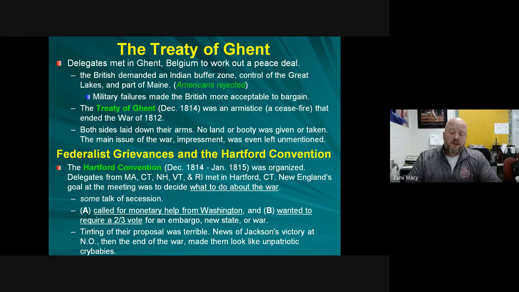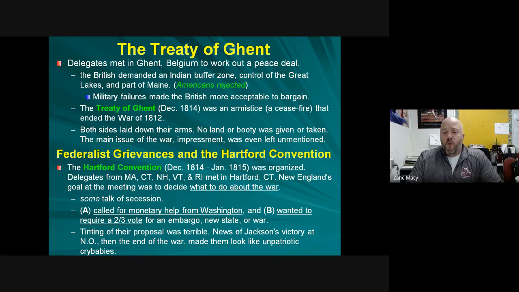Because they had been beaten at Detroit, because they had failed to take the Hudson River, because they were losing out west, even though the Battle of New Orleans hadn't taken place yet, the fact that the United States forces had dealt the British several significant defeats over the past 2 years made the British a little more pliable. It made them more flexible, more accepting of a bargain. The Treaty of Ghent ends up being signed near the end of December in 1814, and both sides agree to lay down their arms. No land was given, no land was taken.